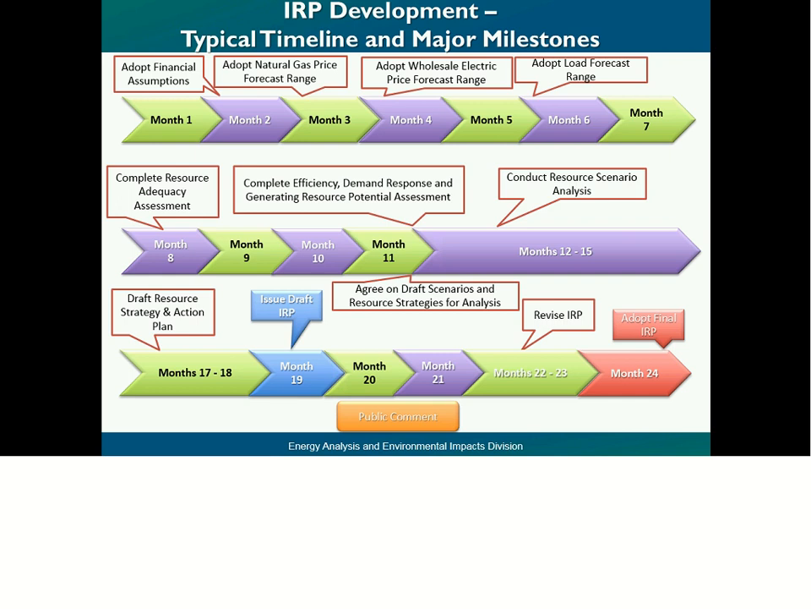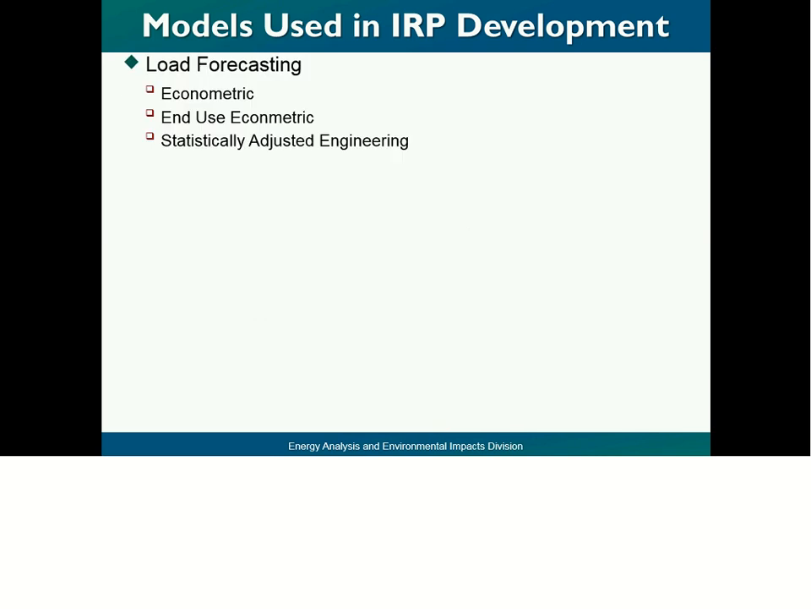All right, here are some models. We use load forecasting models. Econometric models are the most typical. They suffer from a problem because you really can't tell what's in them when you do your assessment of energy efficiency and demand response, but they are simple, cheap, and highly used, so I won't disparage them because they're cheap.